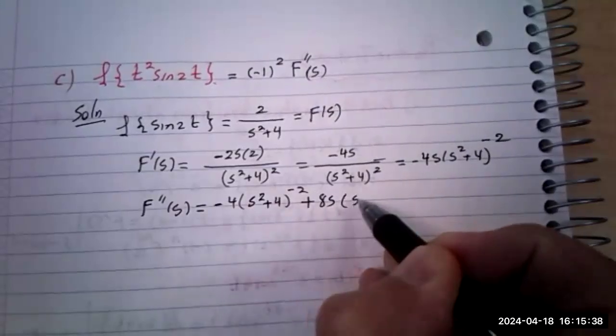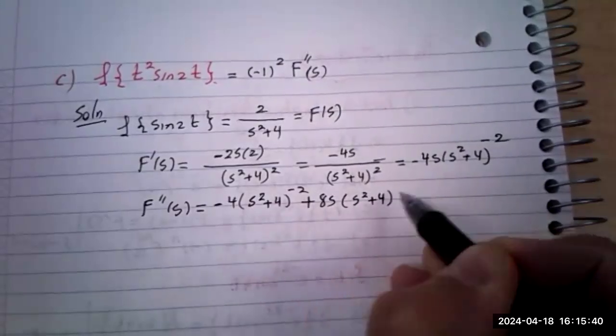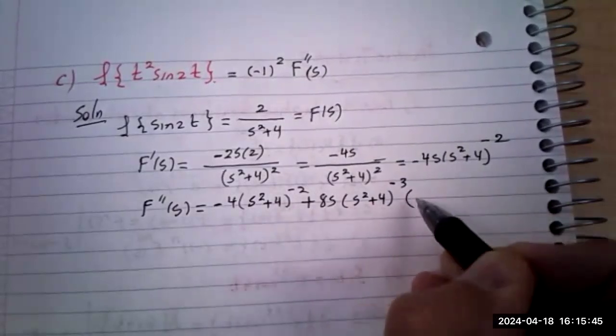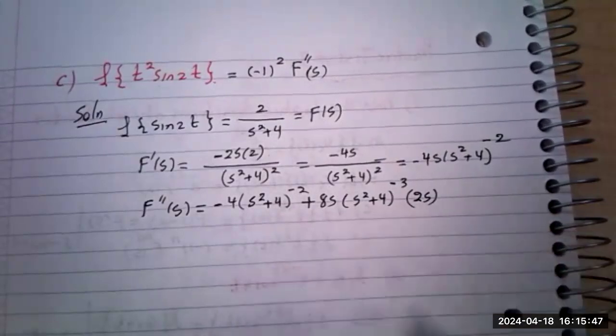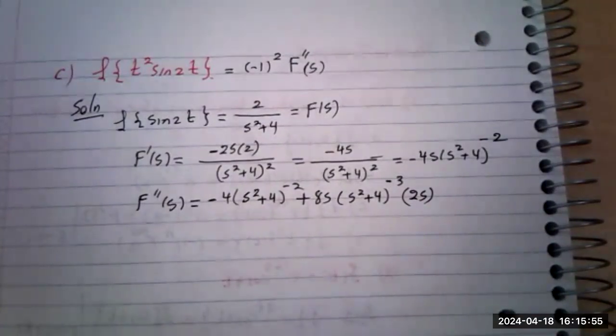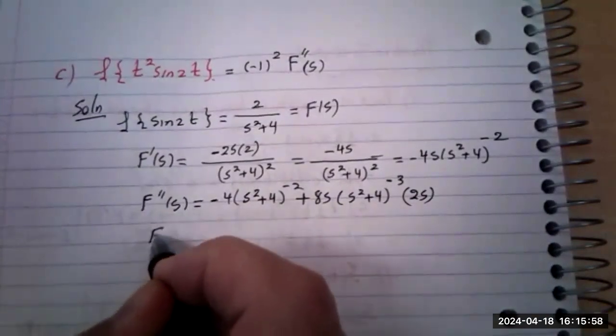Times (s squared plus 4). You drop the power to -3 times the u prime, which is the 2s. Just use the chain rule. Differentiate u to the -2, so -2u to the -3 times u prime. Okay, just a little bit of simplification and you're done.